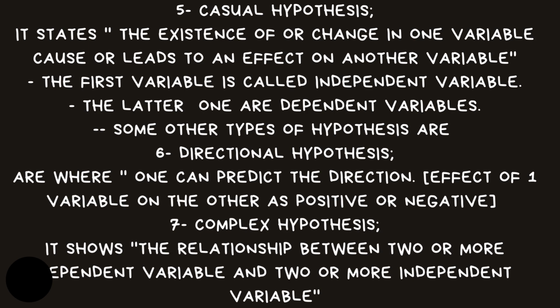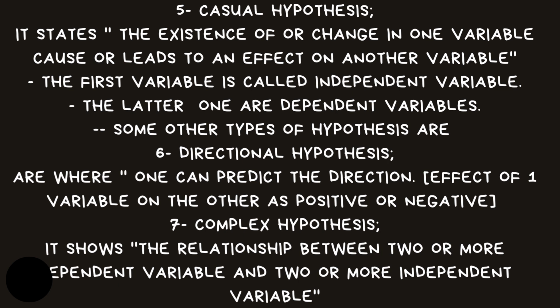The causal hypothesis states that the existence of or change in one variable causes or leads to an effect on another variable. The first variable is called the independent variable, and the latter one is the dependent variable. Some other types of hypothesis are the directional hypothesis, where one can predict the direction of effect of one variable on the other as positive or negative. The complex hypothesis is one which shows the relationship between two or more independent variables and two or more dependent variables.